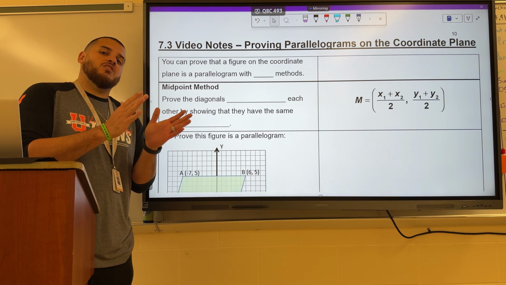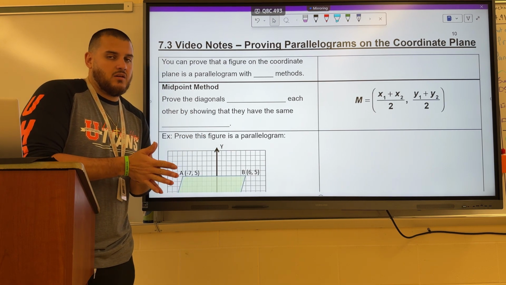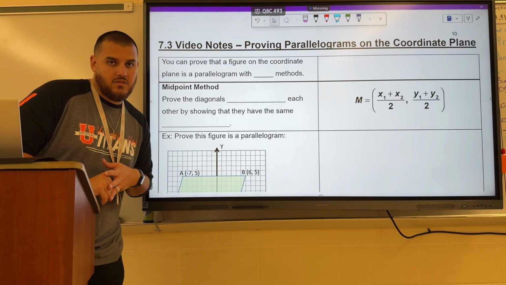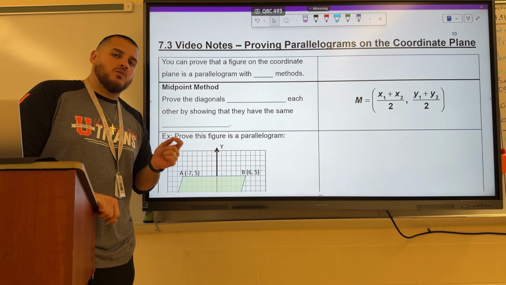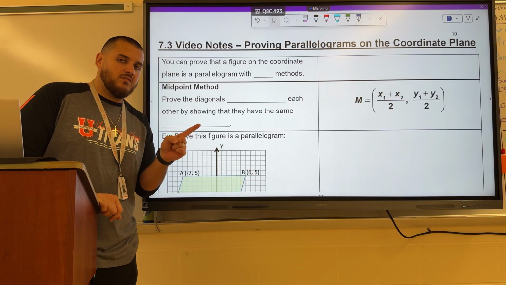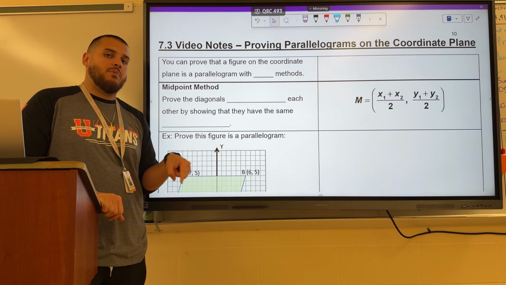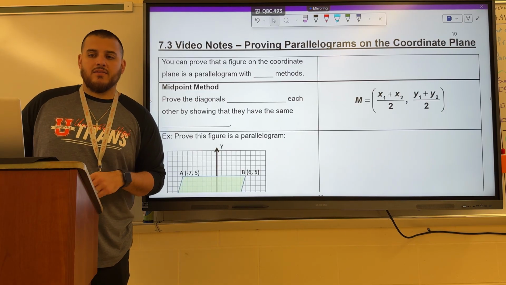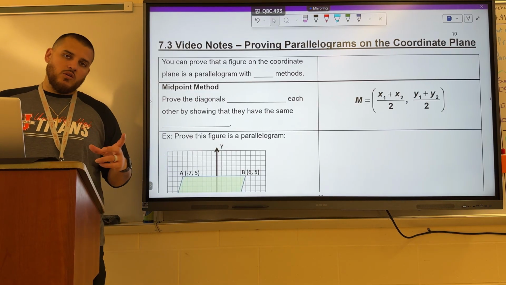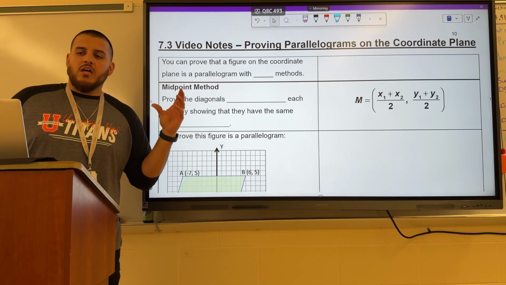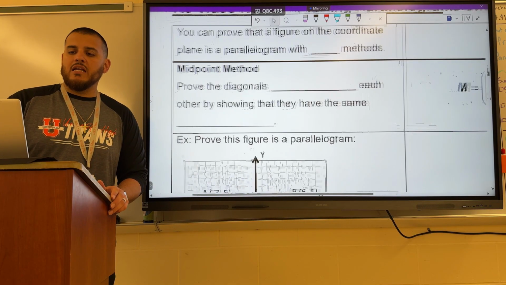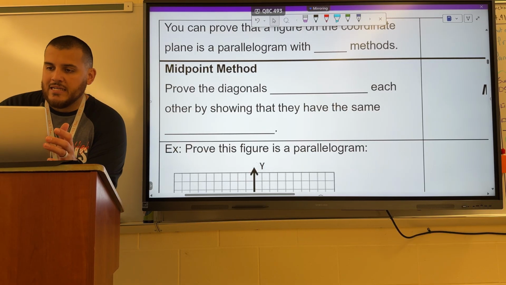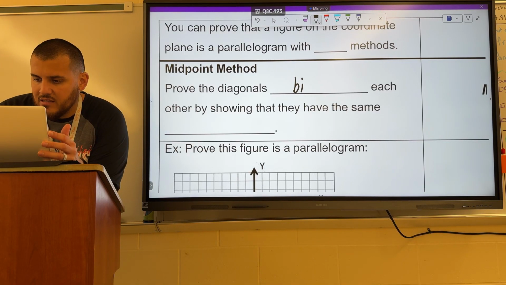Our next piece of logic is that diagonals bisect each other. If that happens, then the shape is a parallelogram. We can prove that on a graph with math. And then that last piece of logic, the one that most students struggle with: if one pair of sides is both congruent and parallel, then it's a parallelogram, and again, we can prove that with math. So there's a few different methods we could use to prove some of these theorems. The first one we're going to go over is the midpoint method, where we're going to be able to prove that diagonals bisect each other.